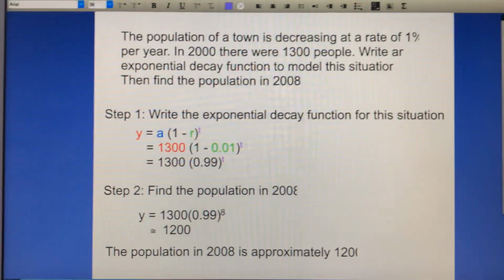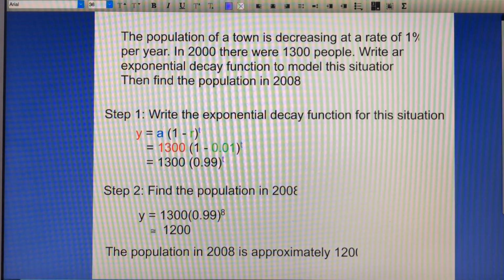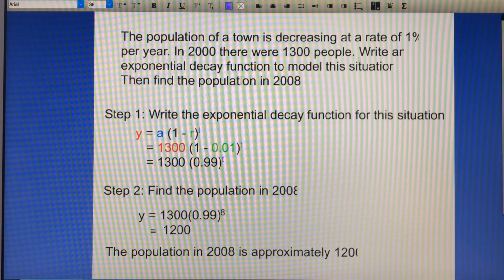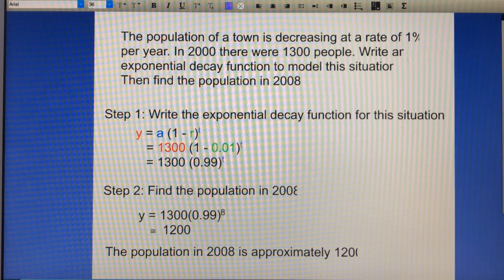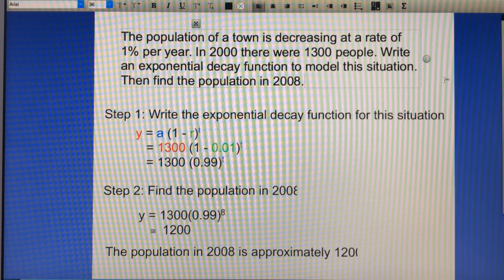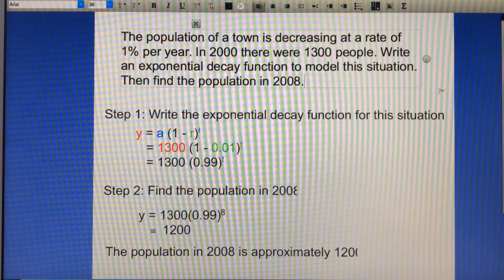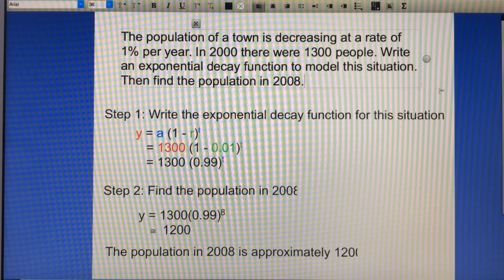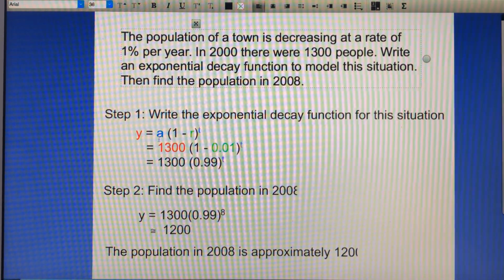The population of a town is decreasing at a rate of 1% per year. In the year 2000, there were 1,300 people. Write an exponential decay function to model this situation and find the population in 2008. Okay, let's start with step 1. Write the exponential decay function for this situation.